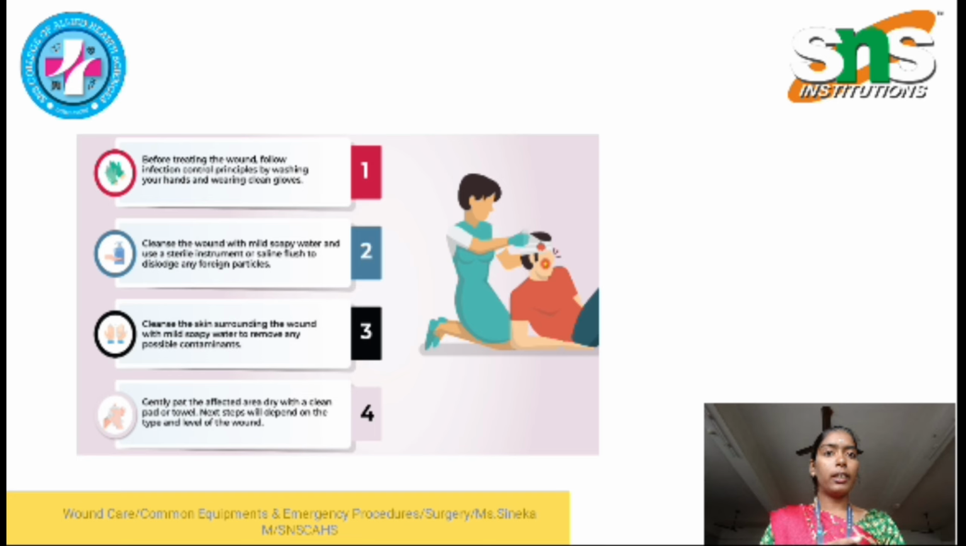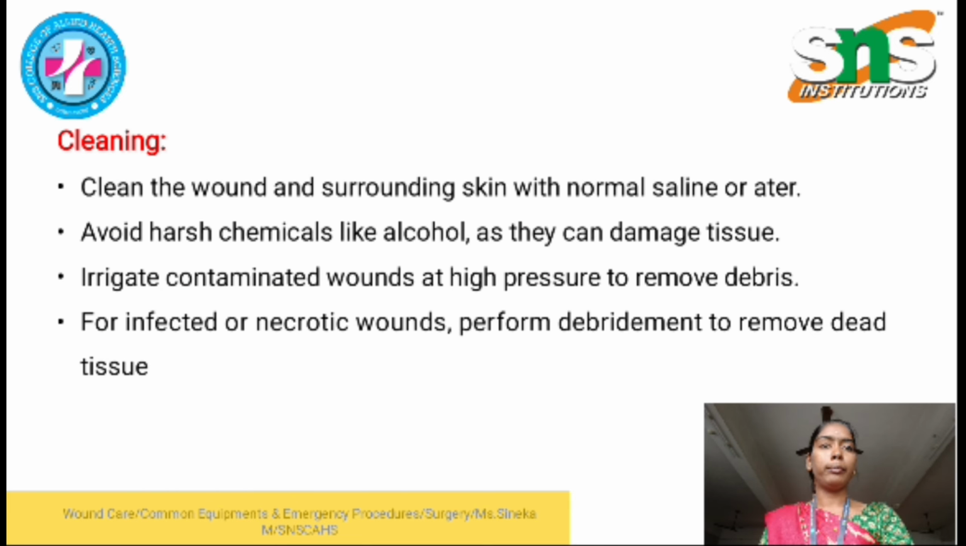In step 1, the healthcare provider washes their hands. In step 2, the healthcare provider will cleanse the wound of the patient. In step 3, healthcare provider cleanses the surrounding skin also. In step 4, the healthcare provider will do proper dressing. In cleaning, clean the wound and the surrounding skin with normal saline or water. The healthcare provider should wash the surrounding skin also because it also carries some microorganisms. Then the healthcare provider should avoid harsh chemicals like alcohol as they can damage the tissue of the patient.